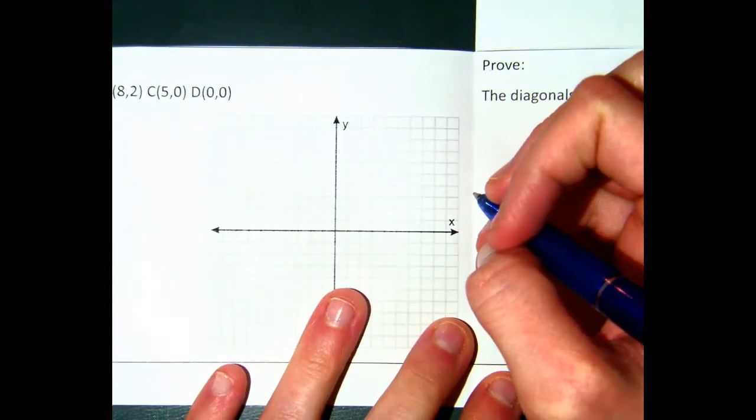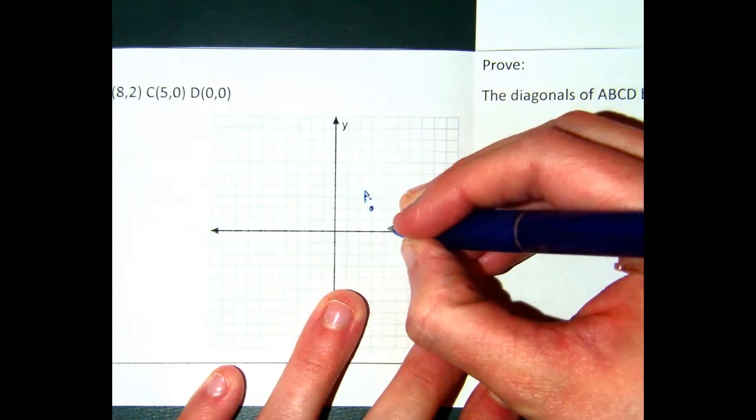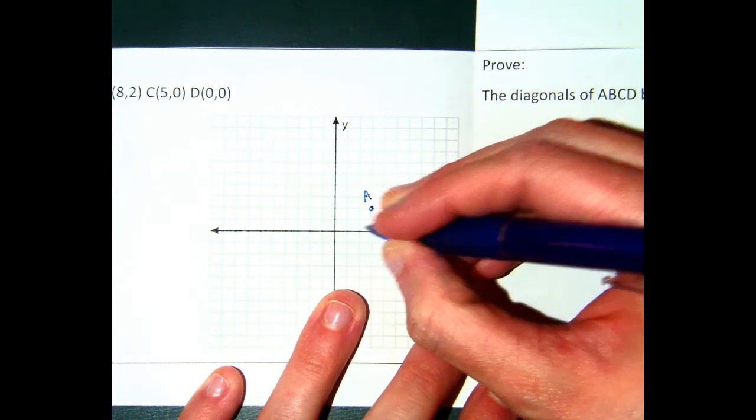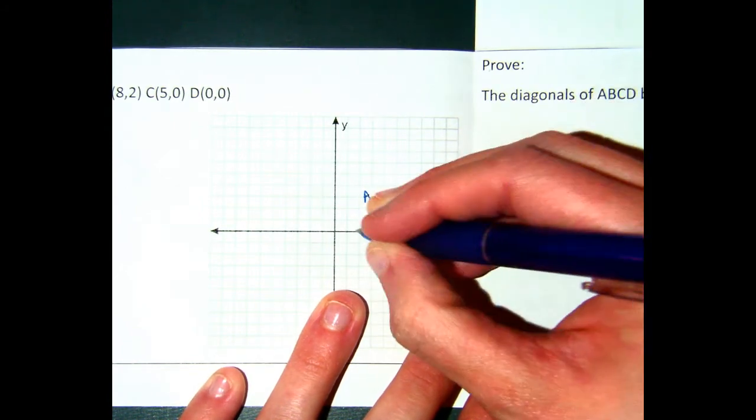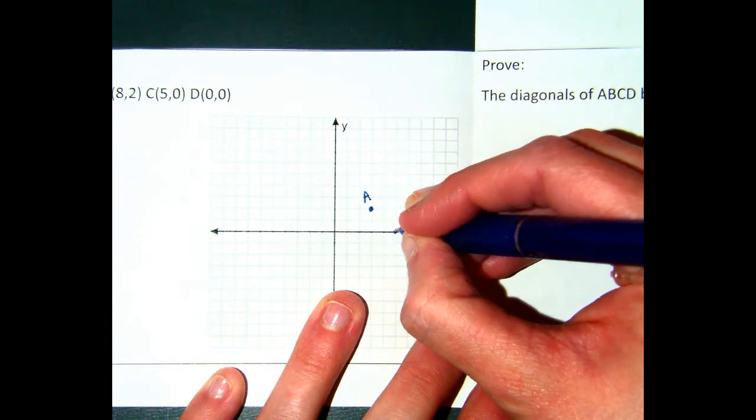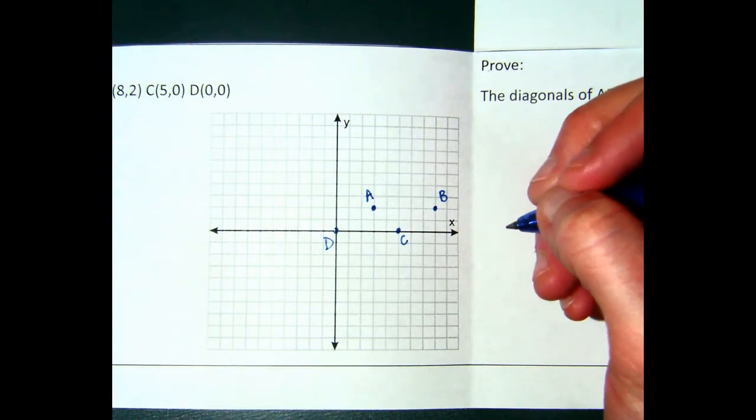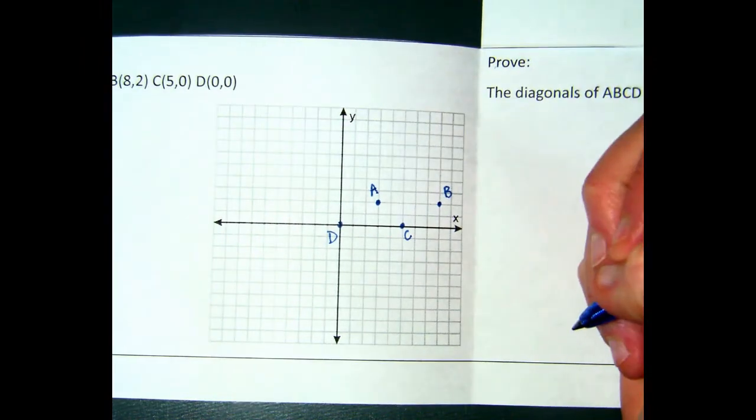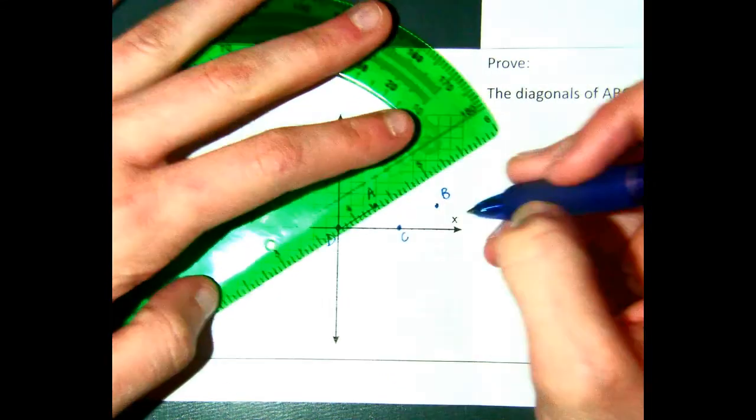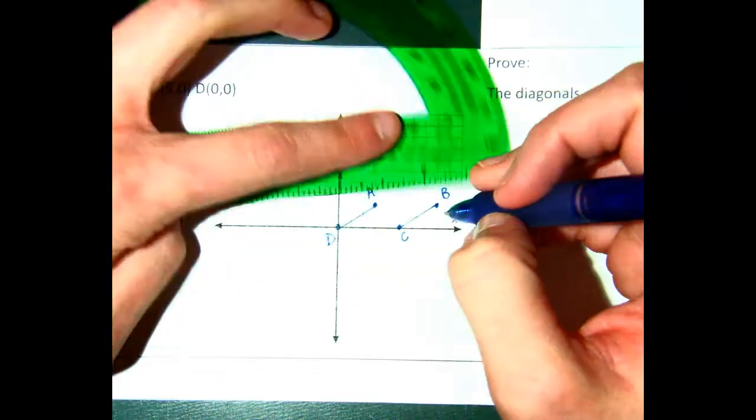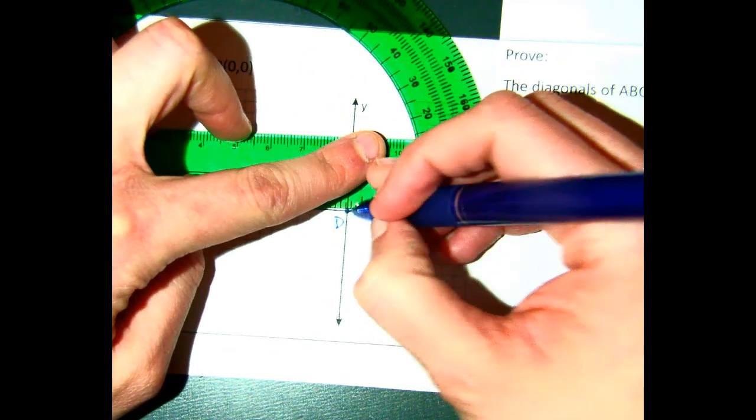We have 3, 2 for A. B is 8, 2. C is 5, 0. D is 0, 0. Okay. However, we do need to add to this parallelogram. The diagonals should bisect each other, by the way, because that is one of the properties of a parallelogram. But let's just check to make sure, obviously, since that's what we're proving.